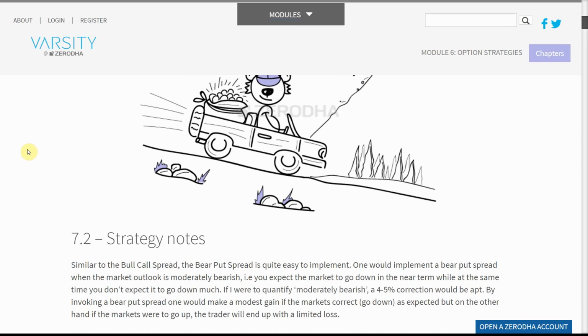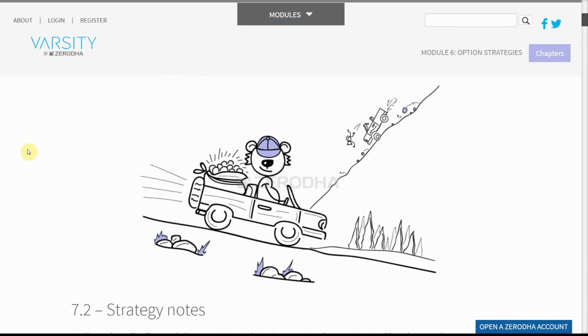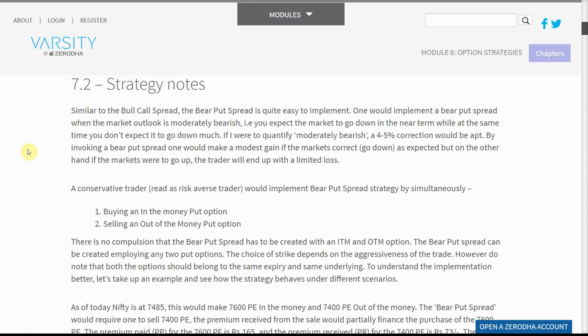7.2 Strategy Notes. Similar to the bull call spread, the bear put spread is quite easy to implement. One would implement a bear put spread when the market outlook is moderately bearish, i.e. you expect the market to go down in the near term while at the same time you don't expect it to go down much. If I were to quantify moderately bearish, a 4 to 5% correction would be apt.